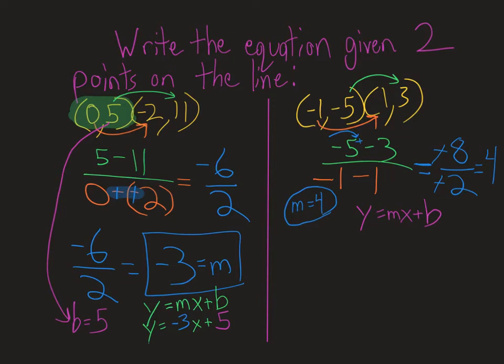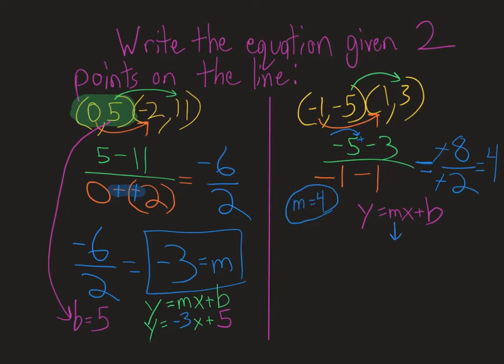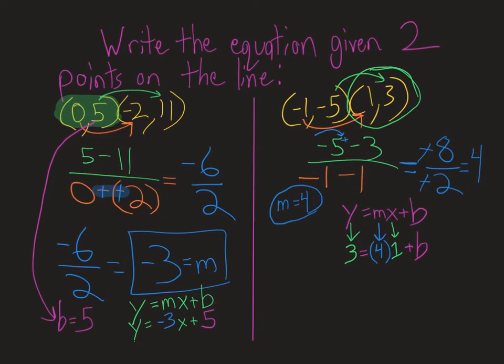I'll start by plugging in my slope. I've got that, that's 4. And I don't know what the b is. That's what I'm trying to figure out. So now I'm going to plug in the x and the y value from one of my 2 points. I'm going to pick the second point simply because it's got no negatives. Makes my life easier. So the y value is 3. The x value is 1. And now I just finish solving for b.